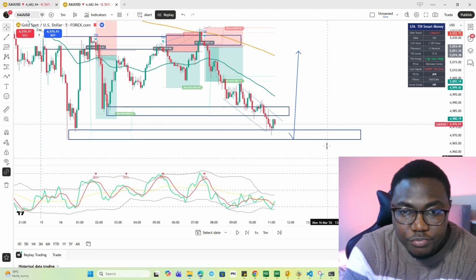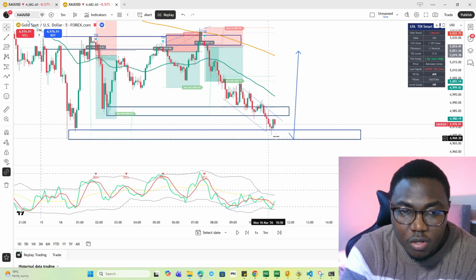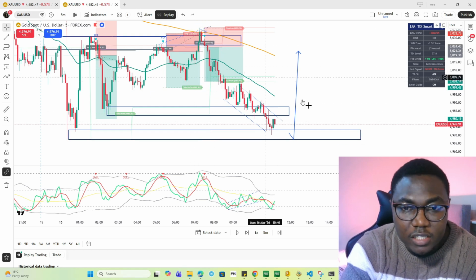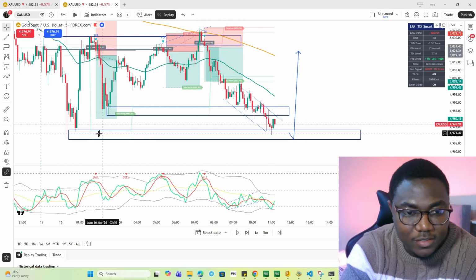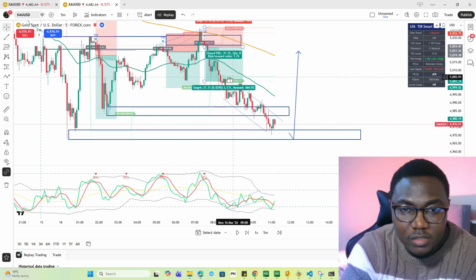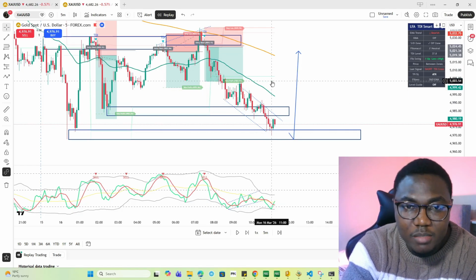Yep. So now we're having rejection on this demand zone. If you get what I mean, you will notice that the indicator is not going to give us any buy signal here because obviously, look at the demand zone. It has expired. This is the new demand zone. Now we have this demand zone. So basically, the market is trading below our recent demand zone.